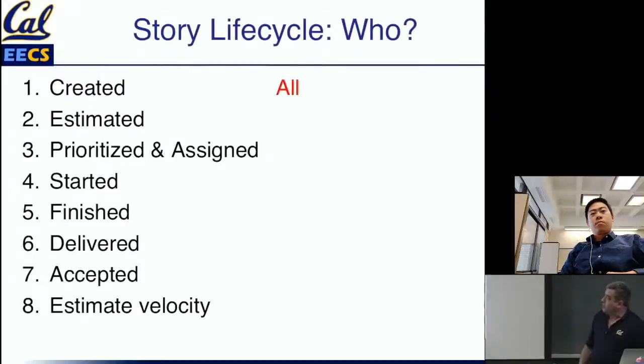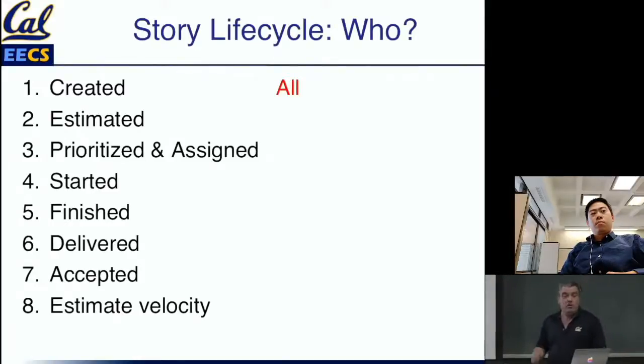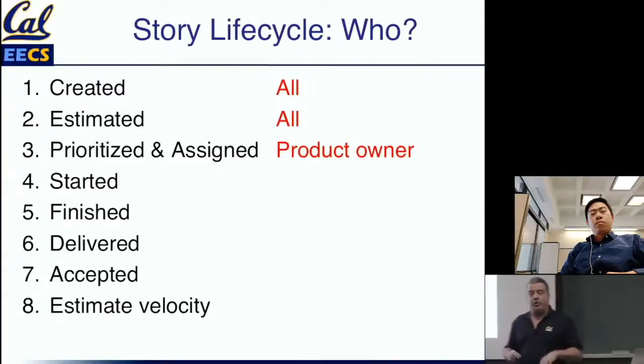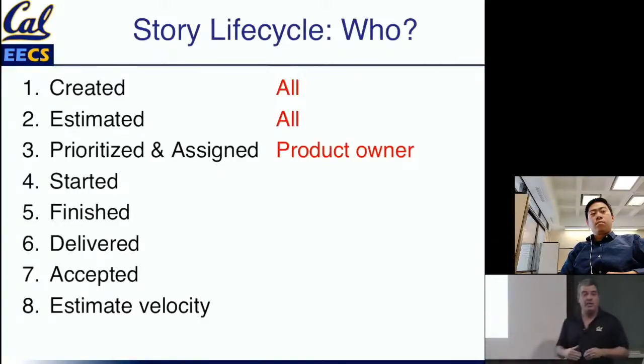The story creation phase, well, that should be everyone because you should all be present at the customer meeting when you're discussing what you're going to work on next. Similarly, you should all be at the team meeting where you're doing the estimation. The product owner really sort of gets to break ties on prioritization because remember, their job is to keep track of what the customer said was most important, what they said they wanted, and make sure that that is reflected when the stories are prioritized.